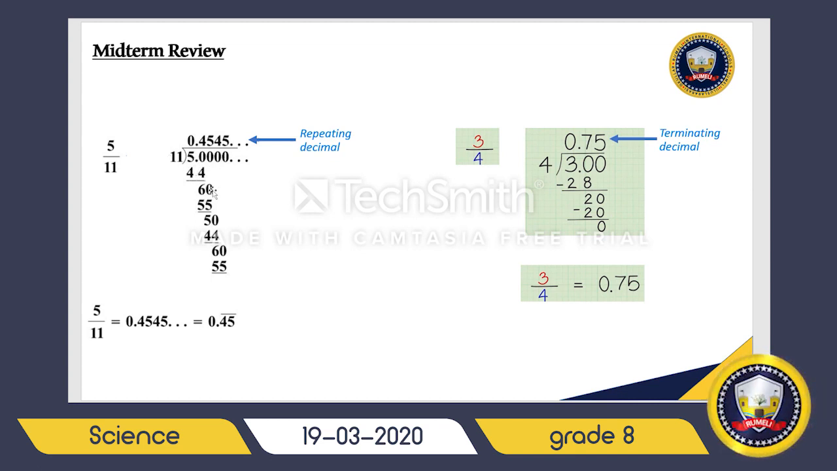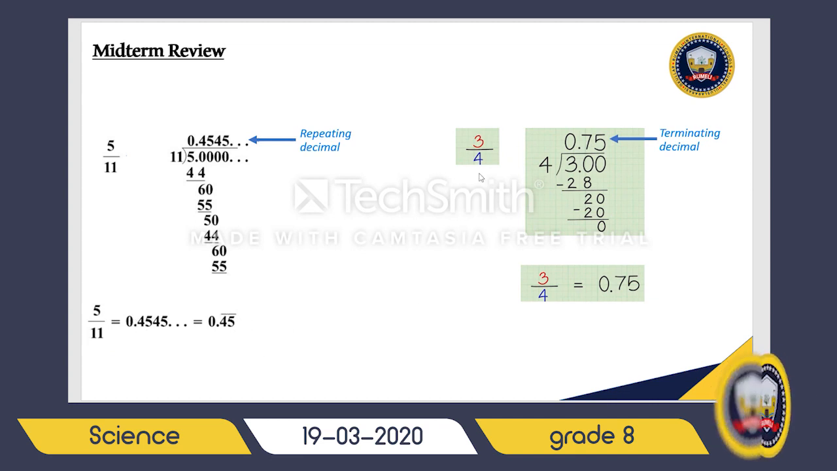I take the second 0 here. 60 divided by 11 is 5. 5 times 11 is 55. 60 minus 55 is 5. I push the next 0. 50 divided by 11, that is 4, and so on. So it keeps repeating 4, 5, 4, 5 forever. So at some step here I'm stopping, and I would say 5 over 11 equals 0.4545, etc., which is equal to 0.45 bar, since 4, 5 are the repeating numbers.